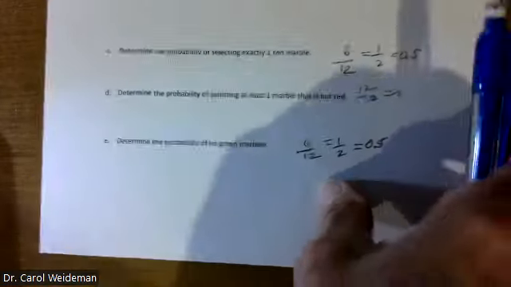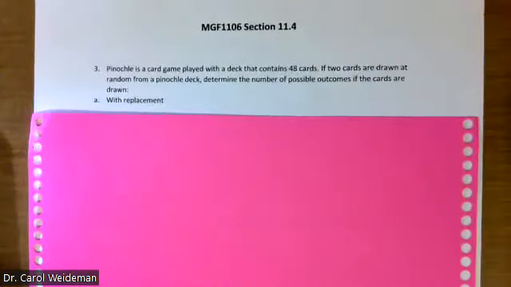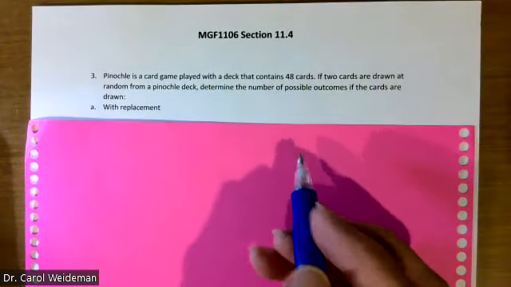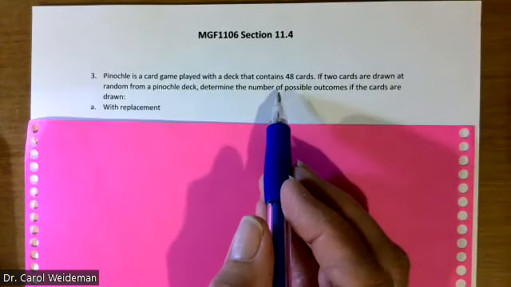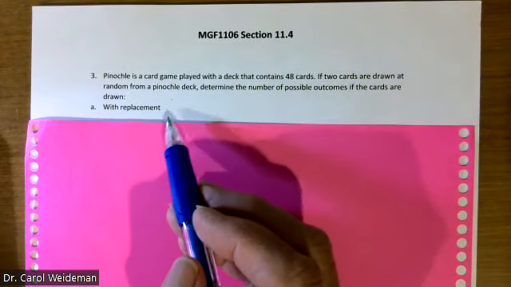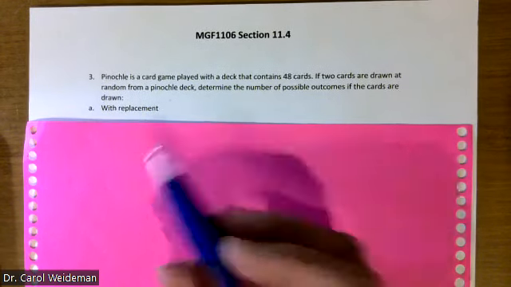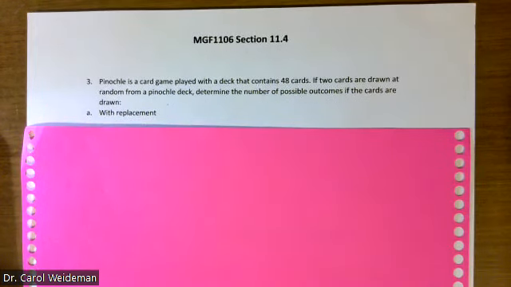Okay, we're going to do a card deck problem this time. Sometimes in statistics we use pinochle, sometimes we use poker decks, which have 52 cards. A pinochle deck has 48 cards. We're going to draw 2 cards at random, and we're going to determine the outcomes 2 ways, with replacement, and then we'll do it without replacement. Okay, so we want to figure out the number of sample points.